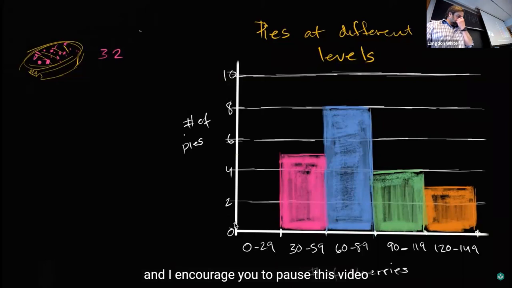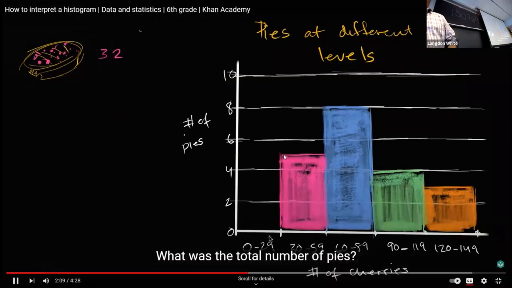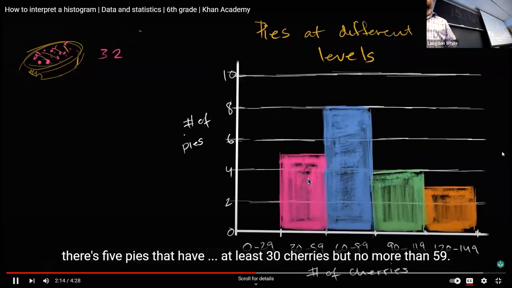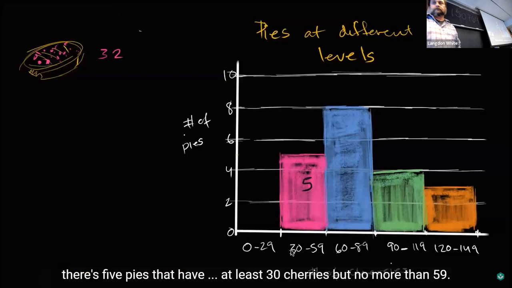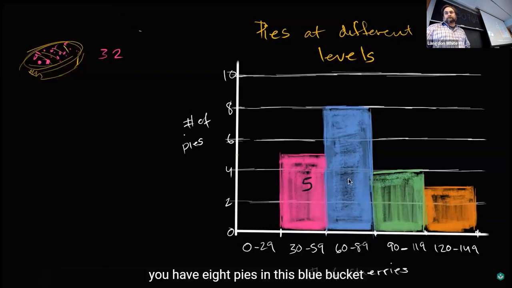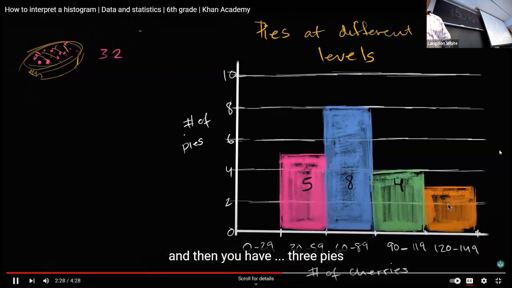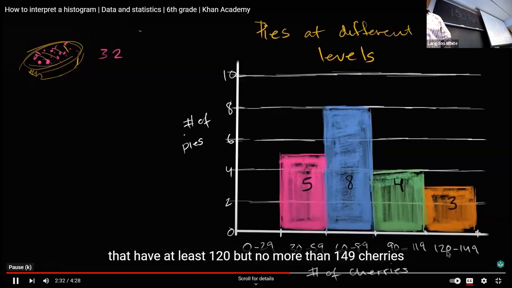I encourage you to pause the video and try to figure it out if you will. What's the total number of pies? Well, let's see, there's five pies that have at least 30 cherries, but no more than 59. You have eight pies in this blue bucket. You have four pies in this green bucket. And then you have three pies that have at least 120, but no more than 149 cherries.